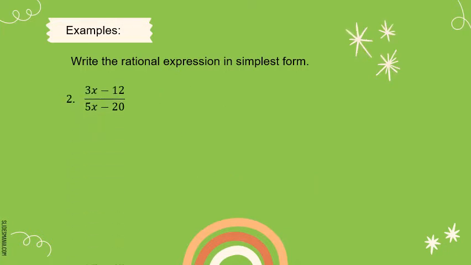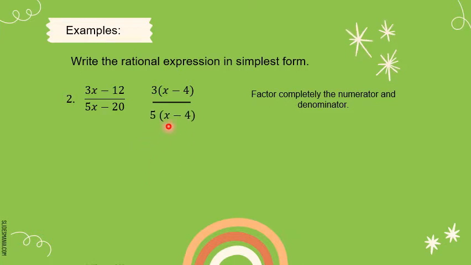The next one is 3x negative 12 over 5x negative 20. So this has a common monomial factor. Now let's factor. So this is 3 times the quantity x minus 4 over 5 times the quantity x minus 4. This 3 is the GCF, and 5 is the GCF from this one, and 3 is the GCF from this expression.